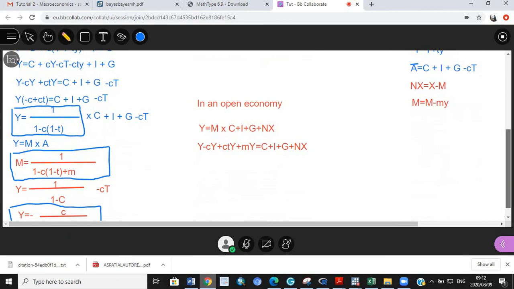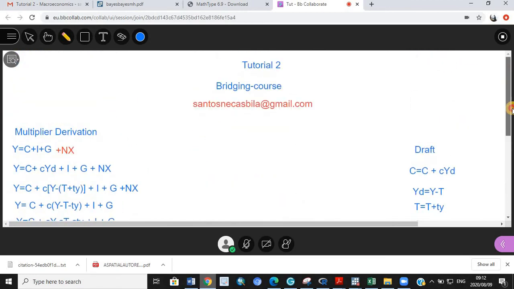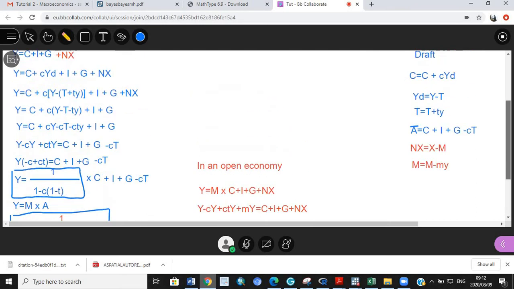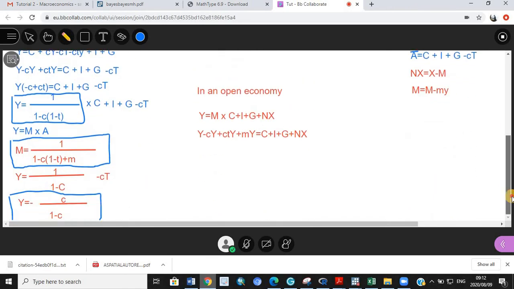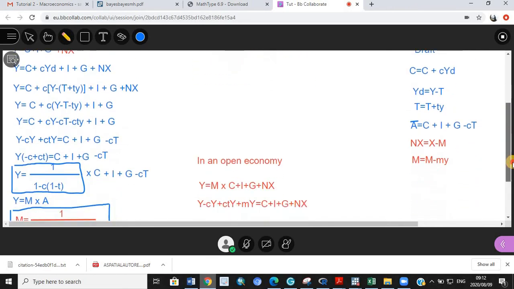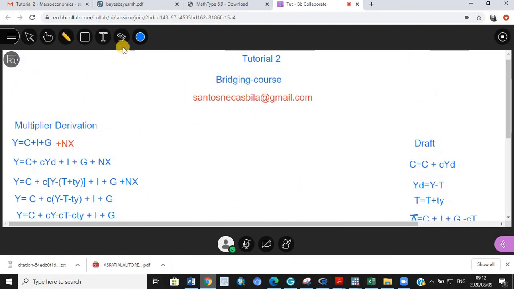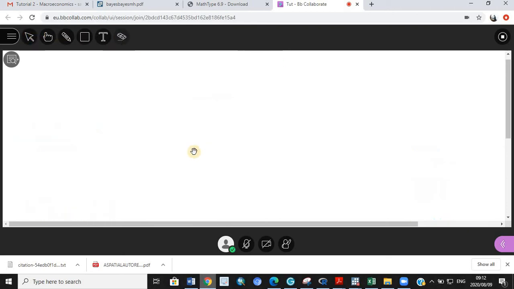Good. So I am going to clean my whiteboard, assuming that we already know the multipliers and where they come from, and we take it from there for our tutorials. Just going to write here continuation. To be continued.